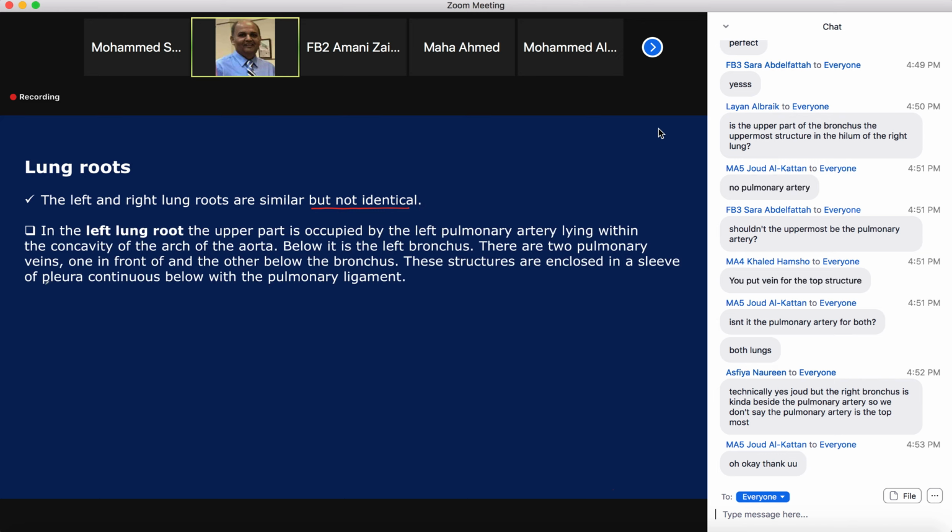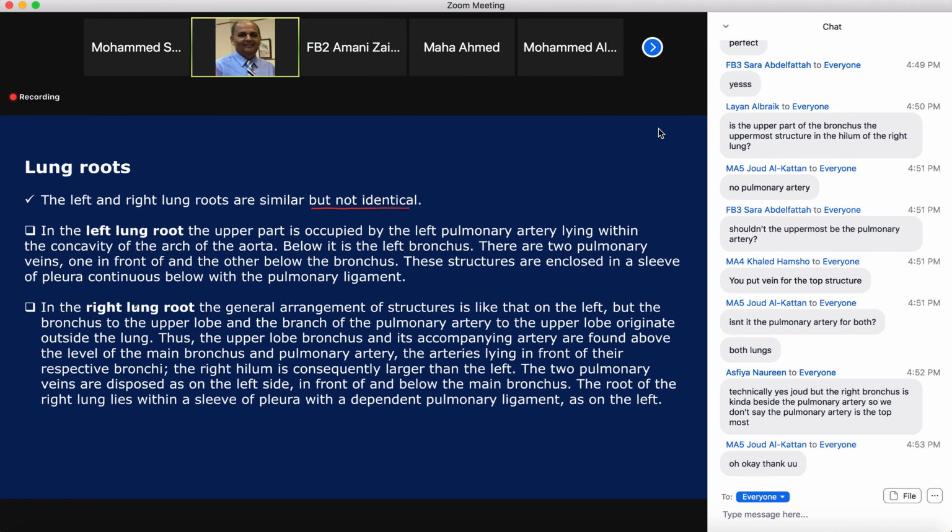So that is for the left. And then when we talk about the right, the bronchus divides and enters, which is why we get a difference. It says in the right root, the general arrangement of the structure is like that of the left, but the bronchus to the upper lobe and the branch of the pulmonary artery to the upper lobe originate outside the lung. So they divide before entering the lung. Thus the upper lobe bronchus and its accompanying artery are found above the level of the main bronchus and the pulmonary artery. The arteries lie in front of their respective bronchi.